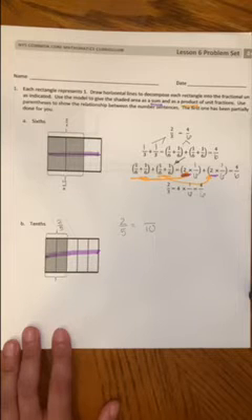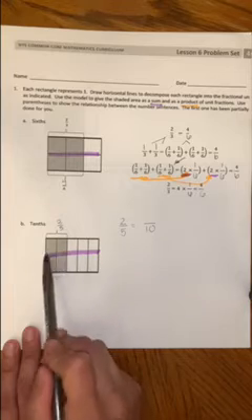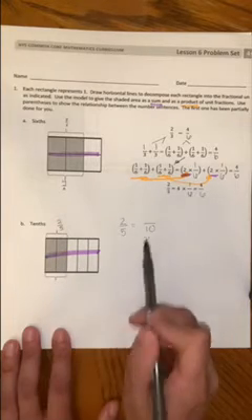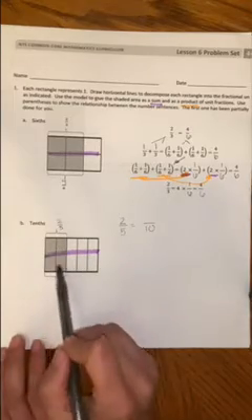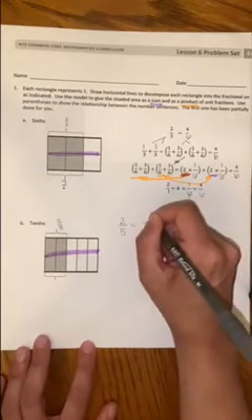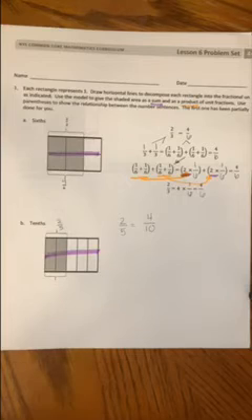How much of this is shaded now, now that I have tenths? Let's see. 1, 2, 3, 4. 4 tenths. What do we think?